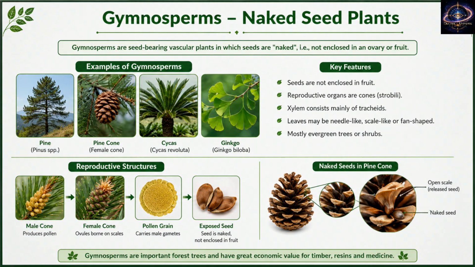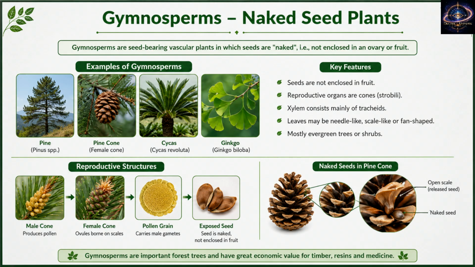Question and answer section. Q1. What are the main groups studied under plant kingdom? Algae, bryophytes, pteridophytes, gymnosperms, and angiosperms. Q2. What are algae? Algae are chlorophyll-bearing, simple, thalloid, autotrophic, mostly aquatic organisms.